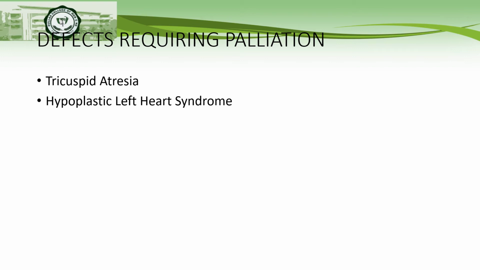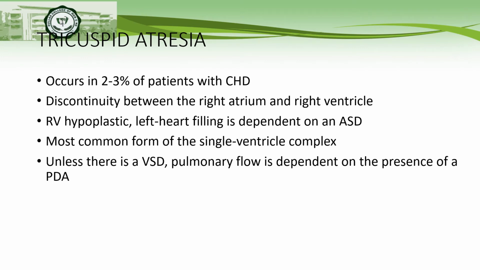So now we tackle the defects requiring palliation. We only have two: tricuspid atresia and hypoplastic left heart syndrome. Tricuspid atresia occurs in 2 to 3% of patients with congenital heart disease and is characterized by atresia of the tricuspid valve. This results in discontinuity between the right atrium and the right ventricle. The right ventricle is generally hypoplastic, and left heart filling is dependent on an ASD.